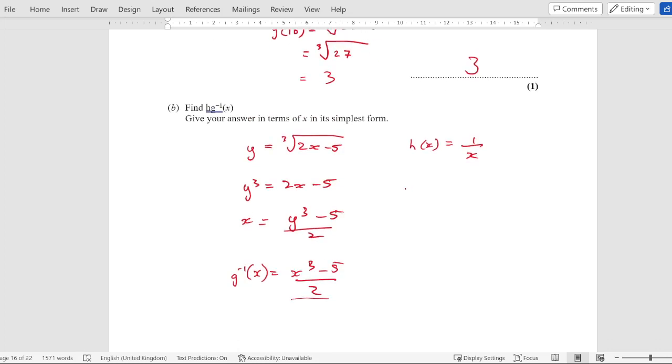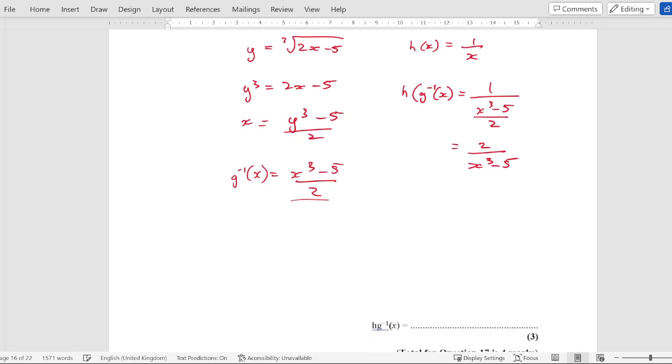So h of, and I'm going to write it this way purposefully, h of g to the minus 1 of x is going to be equal to 1 over x cubed minus 5 over 2. So in effect we're multiplying by 2, so it's going to be 2 over x cubed minus 5. So I'm looking at 2 over x cubed minus 5. And that's it for that question.